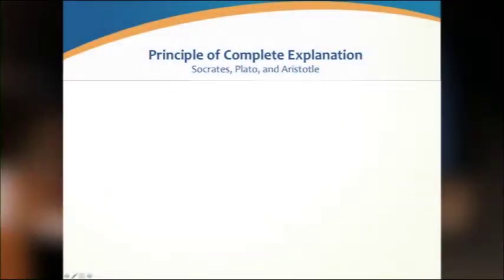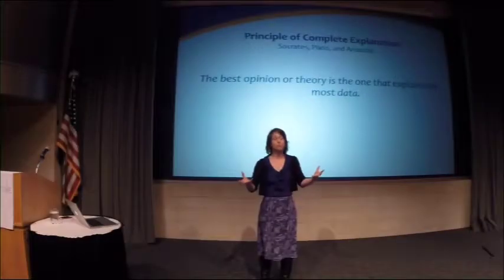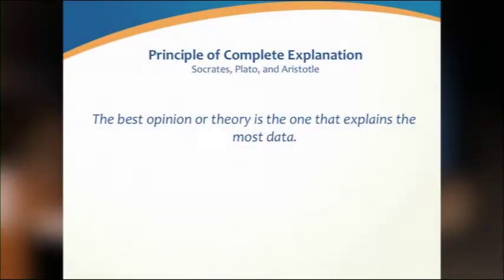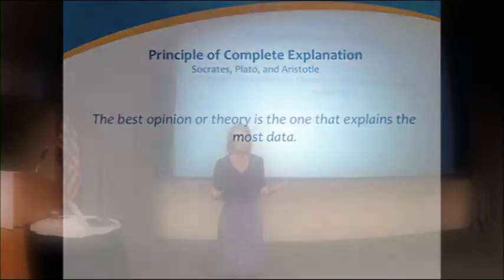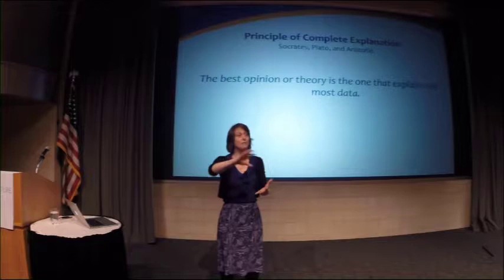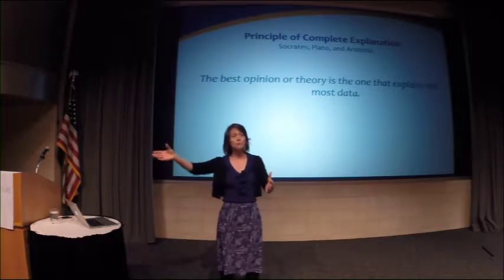The principle of complete explanation also originated in Socrates, Plato, and Aristotle, and it teaches that if you really want to know the fullness of what something is, not just imposing your arbitrary definition, but know the fullness of what something is, the best opinion or theory or definition is the one that explains the most data. So, if you have a theory about something and you explain a lot of the data, but somebody comes along and can explain more of the data than you have, including the data you've explained, then that other person's theory is probably a better theory than yours is.